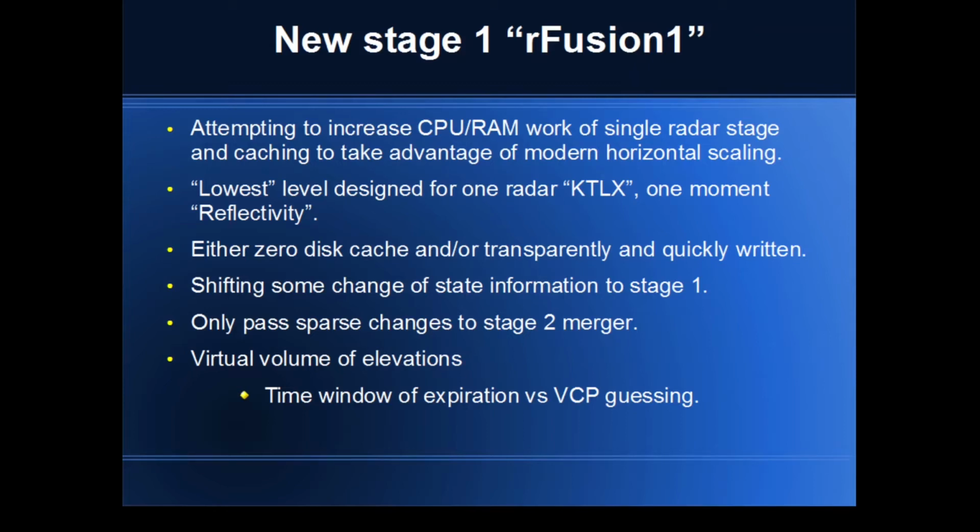More available RAM in modern systems means we can store more caching in memory for speed. It also means we can calculate more on the fly if necessary, which will simplify the use of the algorithm. This shifts more information to stage 1 and allows us to pass sparse data to stage 2. We also want to use virtual volumes versus static VCP angles.